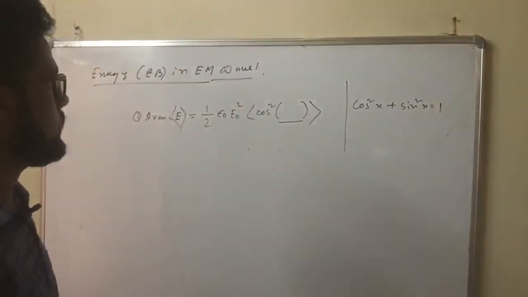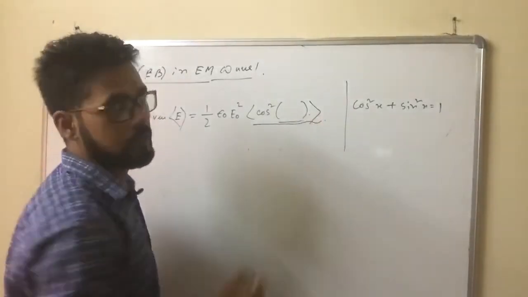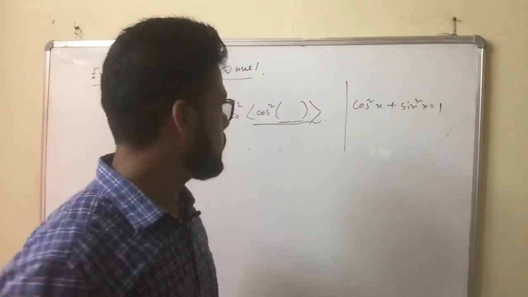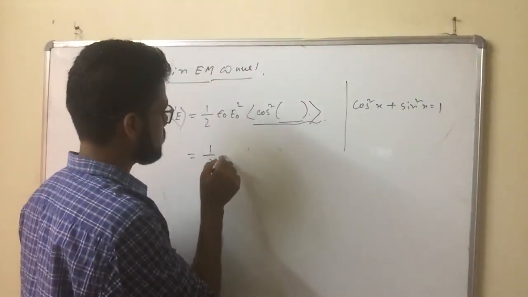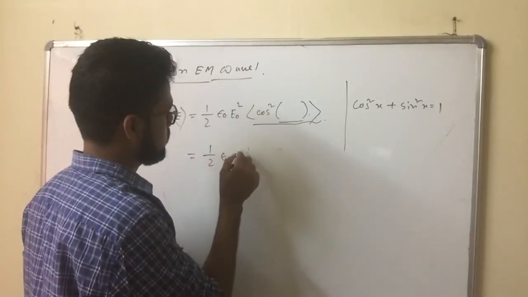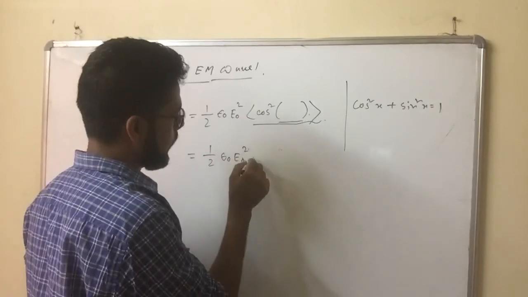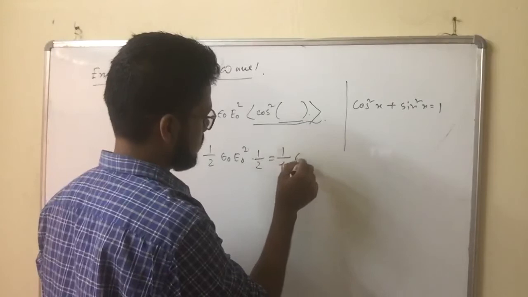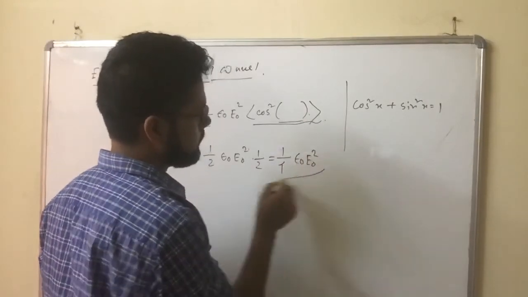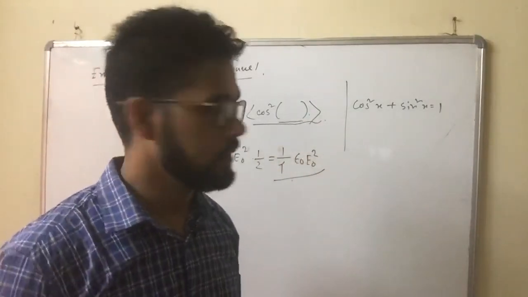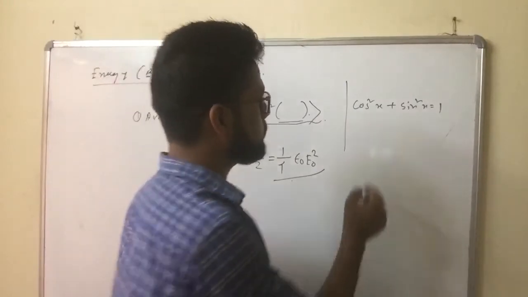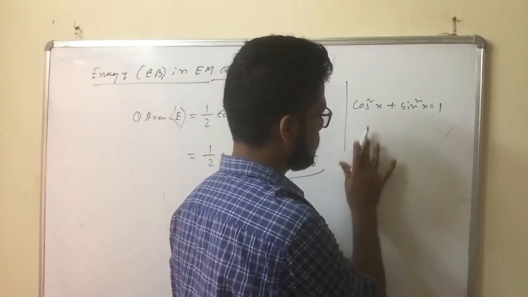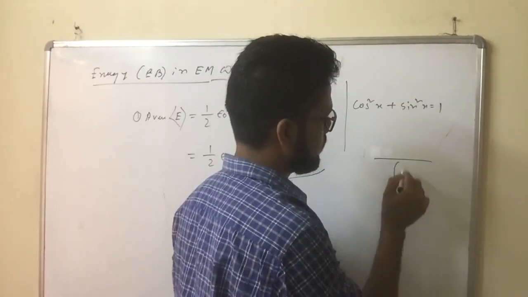Okay, so the cos square value average will be half over a complete cycle. So if it is epsilon of E naught square times half, it will be equal to 1 by 4 epsilon naught E naught square. This is the average energy in electromagnetic waves. Or if you are confused about the average value, we can measure it. This is the equation, we have already studied it in higher secondary.